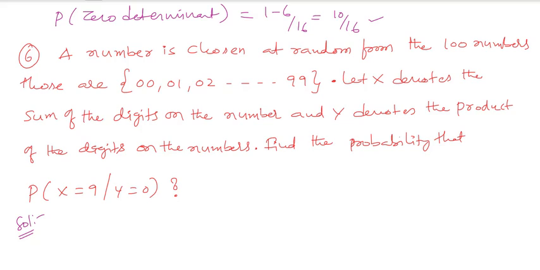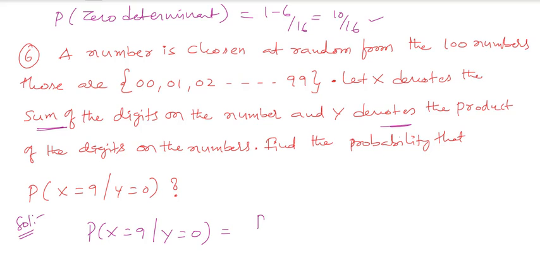So try to understand this question. A number is chosen at random from the 100 numbers. Those numbers are 00 to 99. Let X denote the sum of the digits on the number and Y the product of the digits on the number. That you have to keep in your mind. And they asked the probability of X equal to 9 given Y equal to 0. So this is the conditional probability that you know.